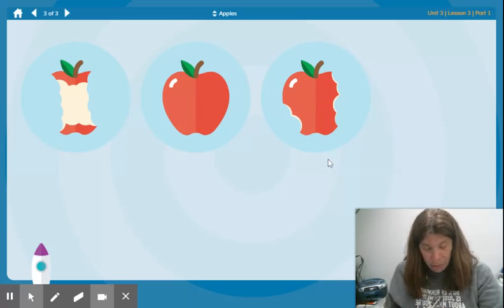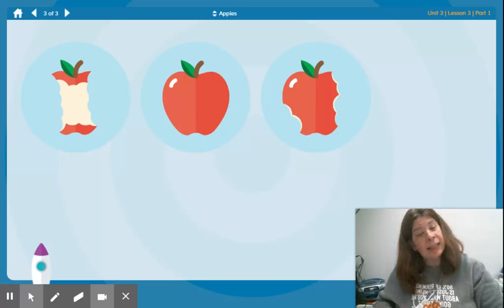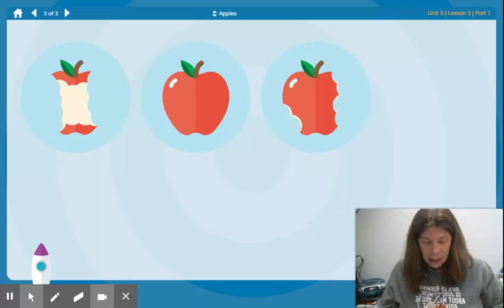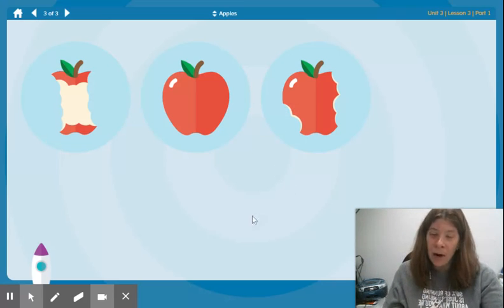These pictures show how my apple looked while I was eating it. Here's the apple core. Here is the whole apple. And here is the apple with a few bites taken out of it. Let's try to remember what the apple was like first when I bought it from the store. Who remembers what the apple looked like first in my story?